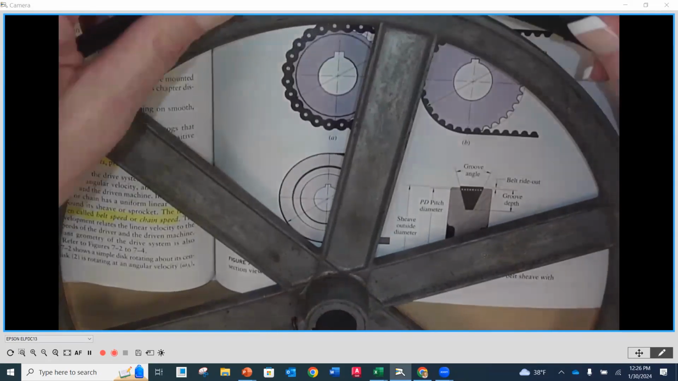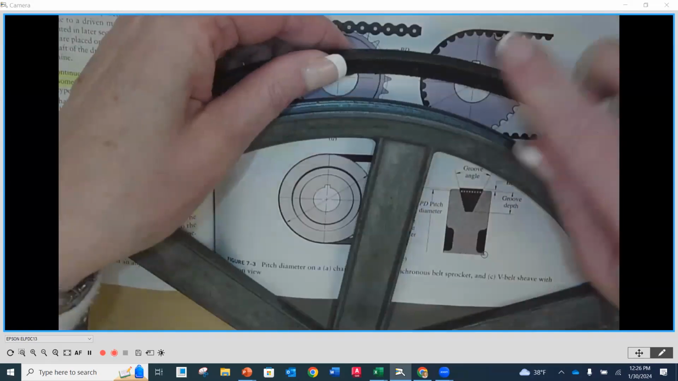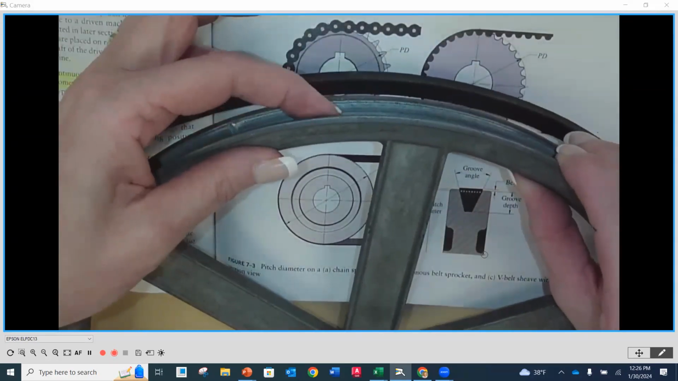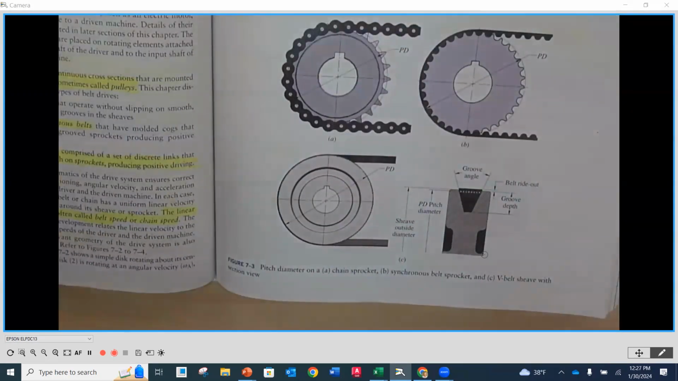Now, here too, we can see, I don't know if you can see it on the screen very well, but there is a V on either side here. It snugs down into a groove that this fits into on this pulley. Okay, so this one is another type.